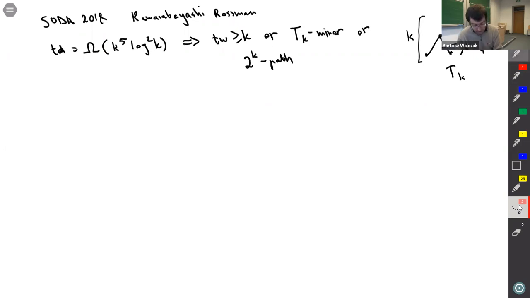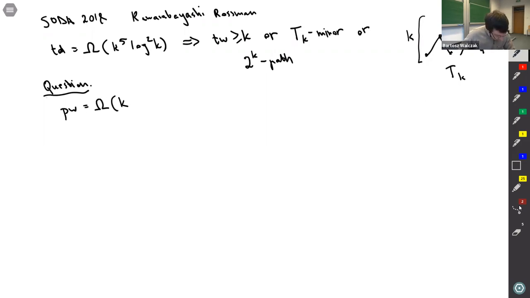Okay, and they also asked the following question. So this is a question also from that SODA paper. Namely, is it true that if the path width of the graph is at least of the order some polynomial in k, then the tree width is at least k, or we have this T_k minor?